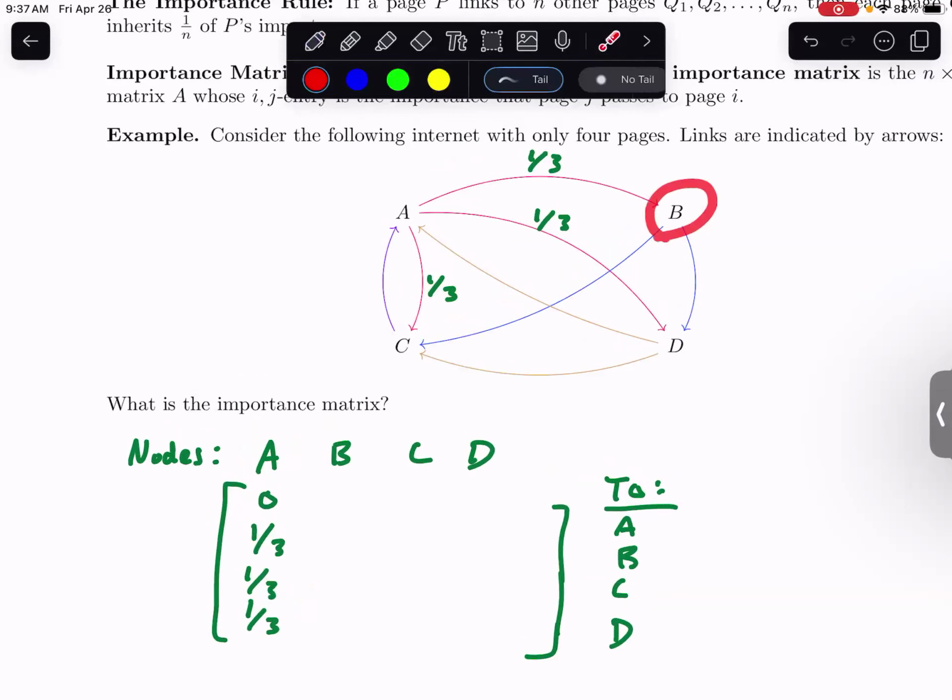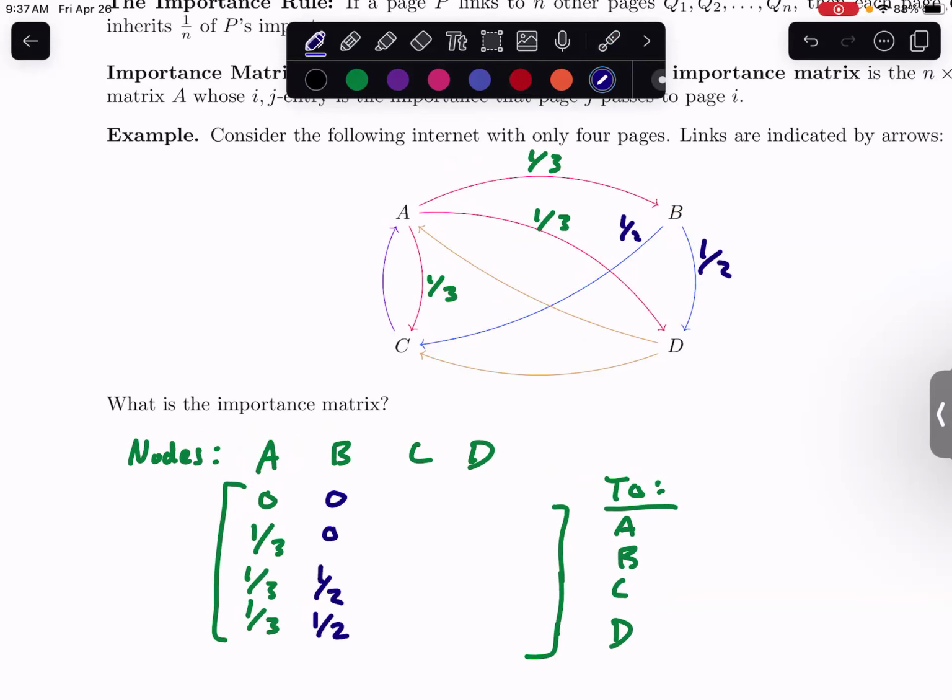So now thinking about where does B go? B goes to 2 web pages, it goes to C, and it goes to D. So this is going to be 1/2, 1/2. So B doesn't go to A, so this is going to be 0, 0, and then 1/2, 1/2. C only goes to A. It only has 1 link. So this is just going to be a 1. All the other entries will be 0.